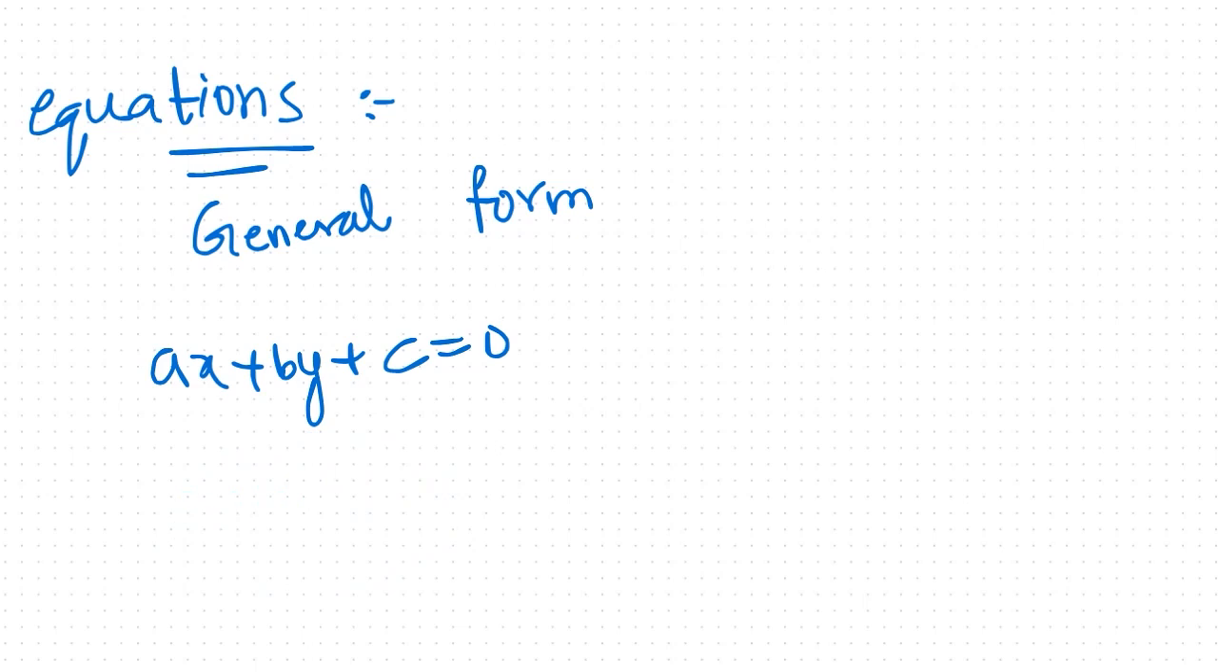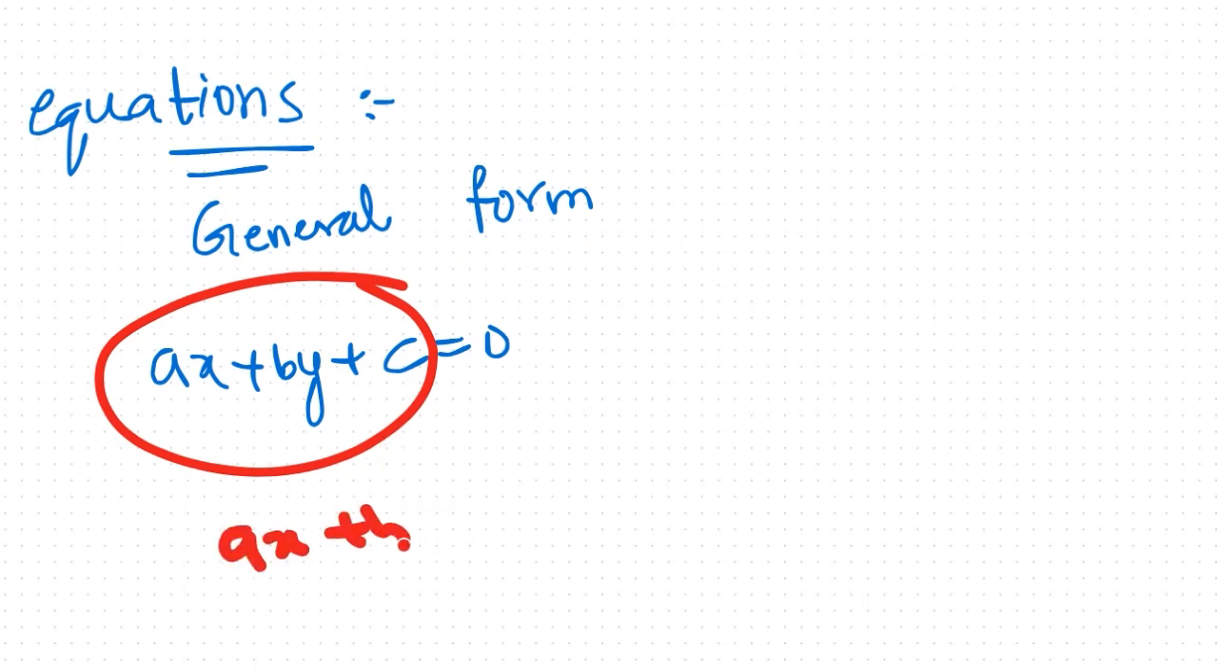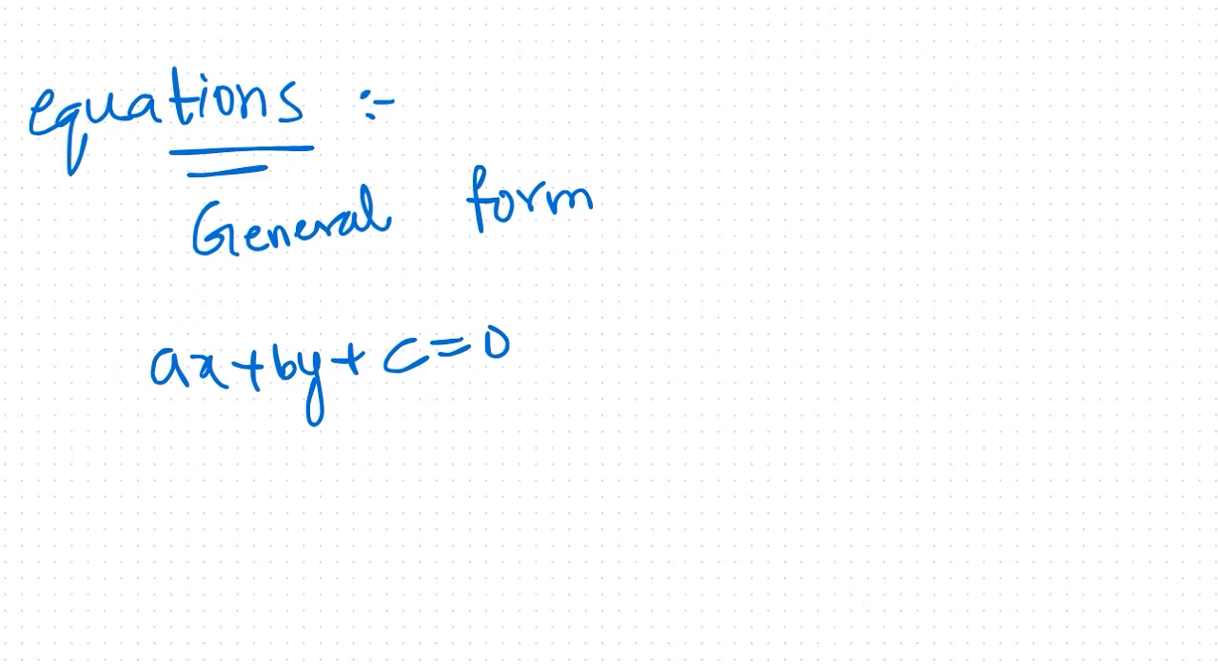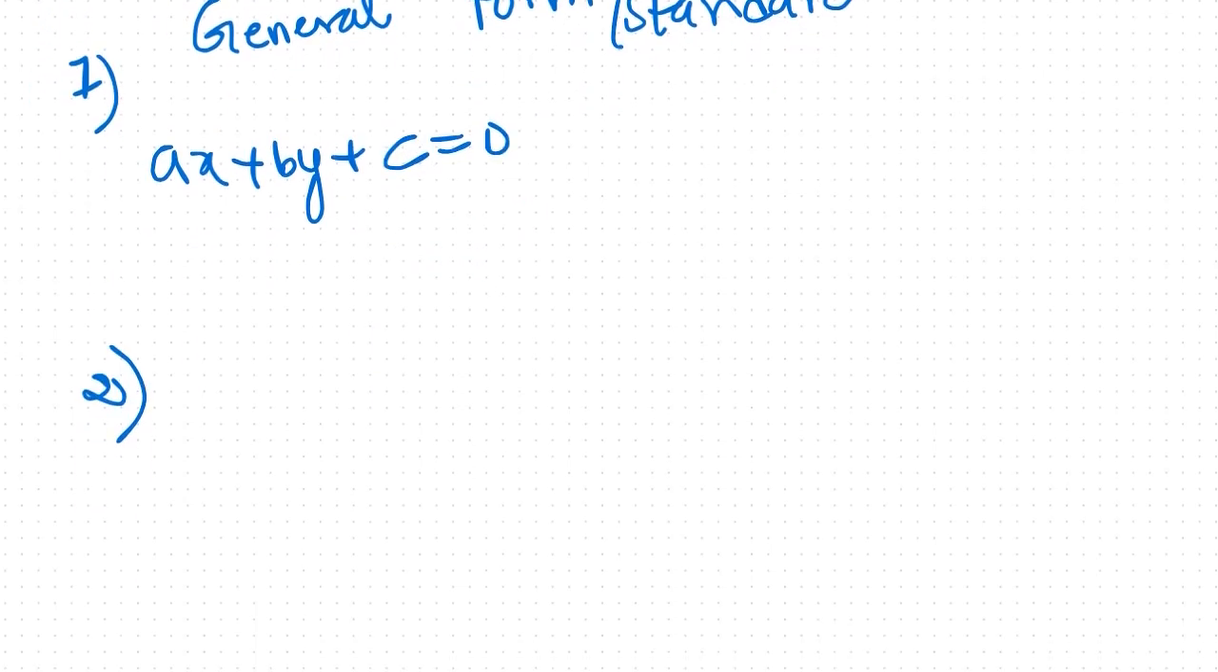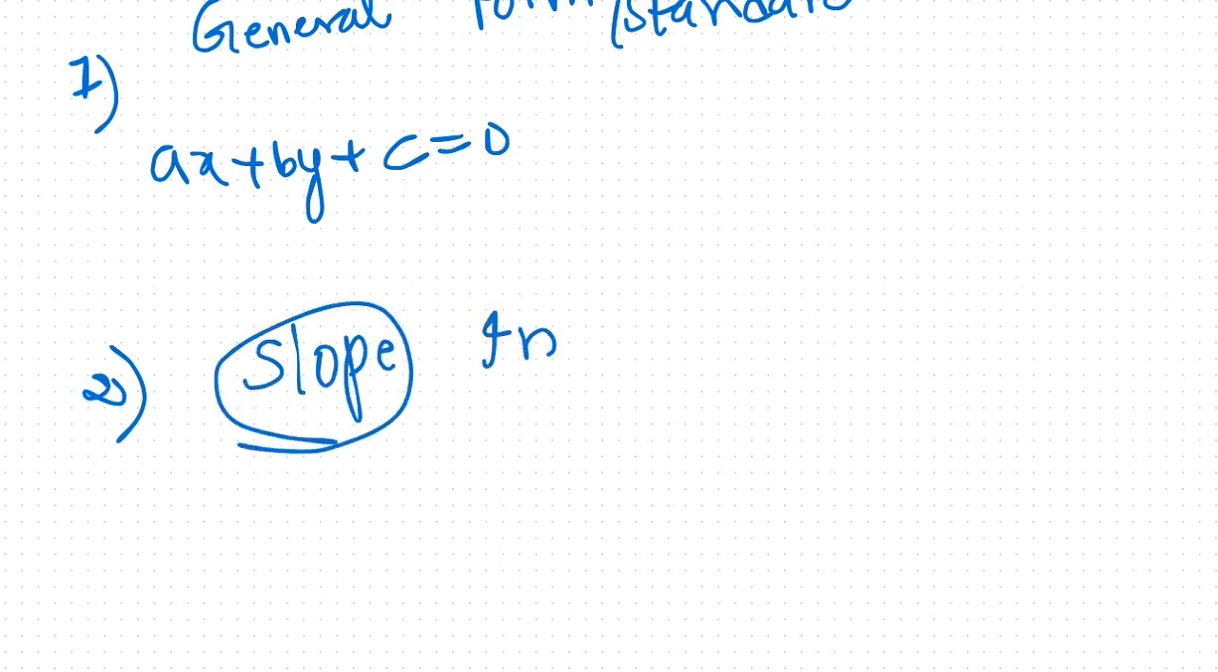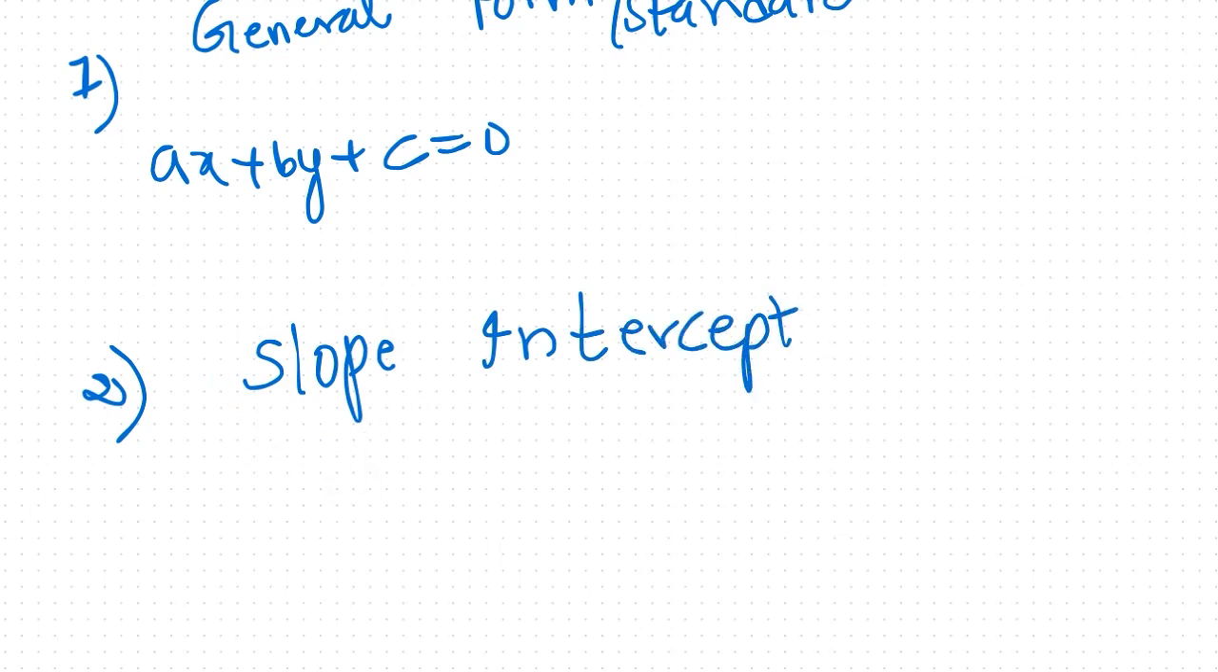General form is when all of the terms are on one side and the constant is on the other side, like this. So this is called general form or standard form, the first one. The second way of representing is the one which you know already, I think. Slope intercept. There is a slope in the formula, and there is also an intercept in the formula.